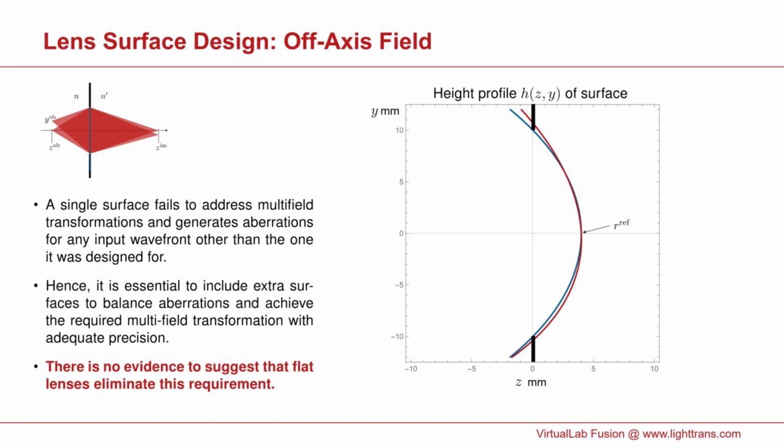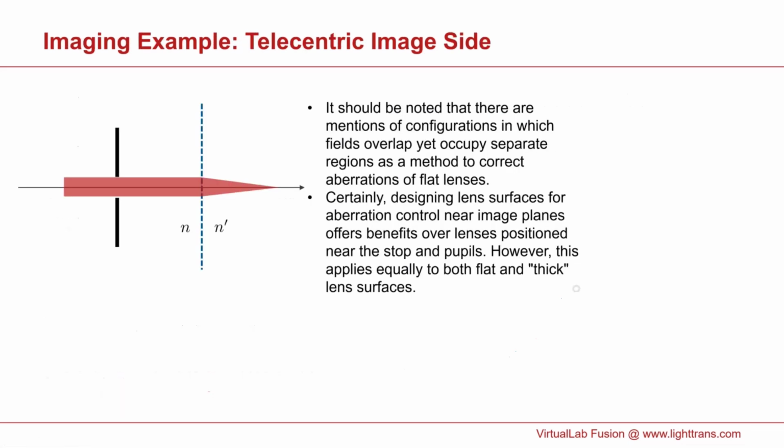And you all know that, of course, and there will be more talks here in this summit to go into lens design in more detail. Hence, it is essential to include extra surfaces to balance aberrations and achieve the required multi-field transformation with adequate precision. Important now is to say that there is no evidence to suggest that flattening the lens eliminates this requirement.